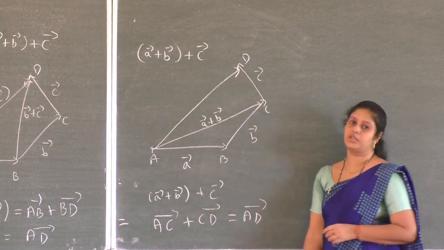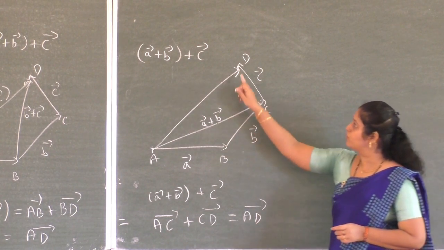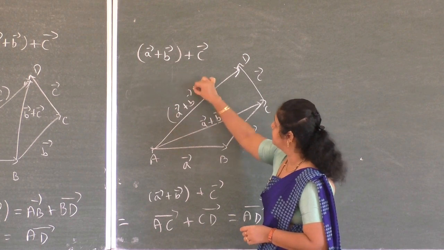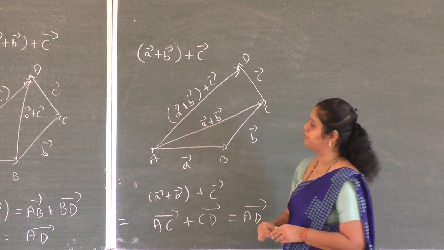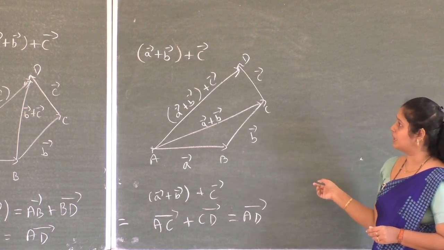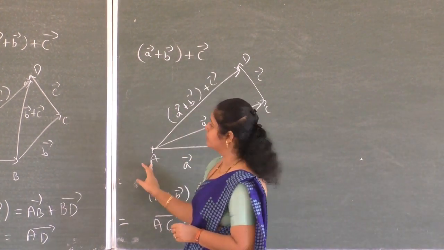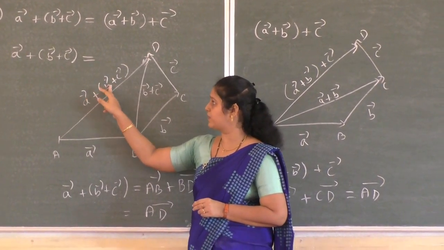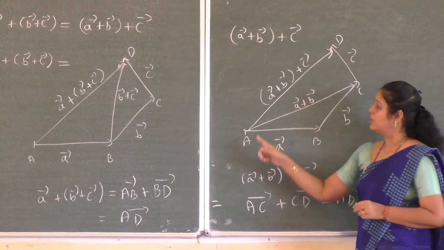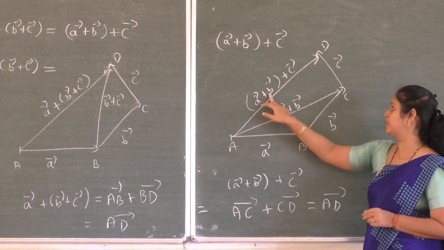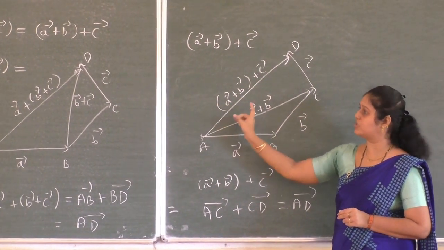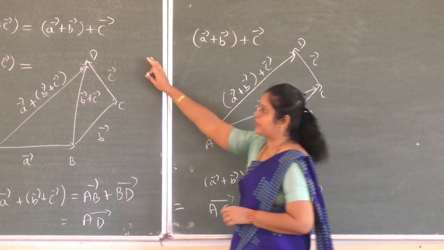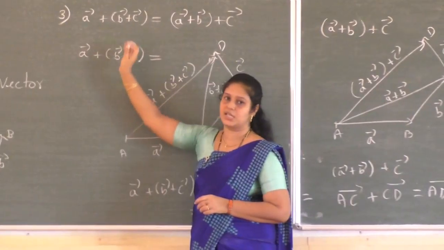Direction from A to D. So now vector AD is vector A plus vector B plus vector C. Here we can see the same vector AD, and here also we can see the same vector AD, that is vector A plus vector B plus vector C. Only the bracket changes. That means the third property is satisfied. Associative property satisfied.